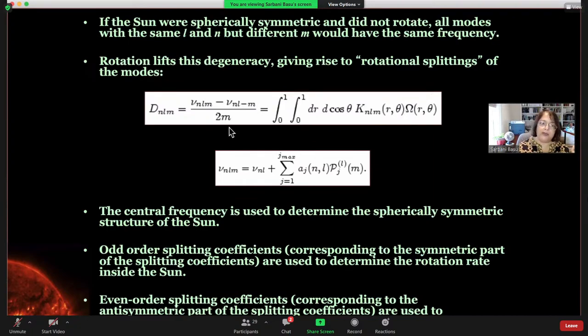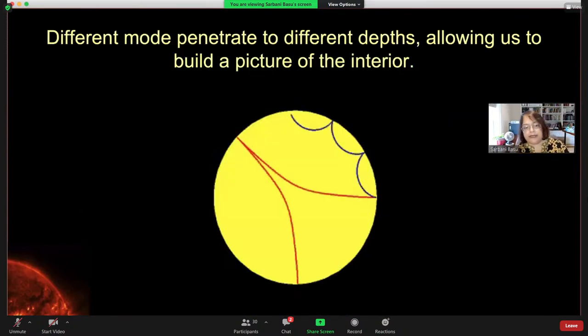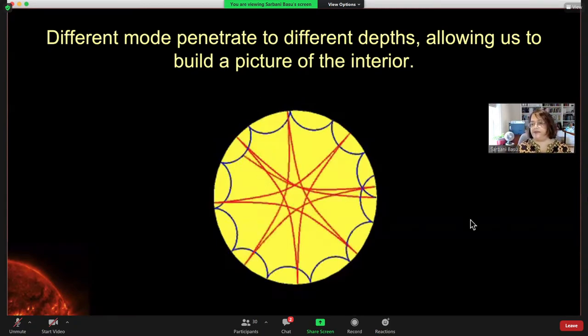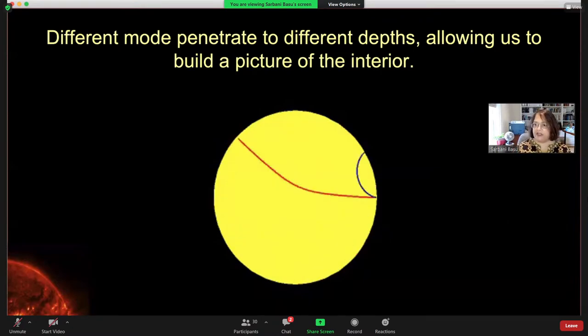Now, mostly we don't find the frequencies of every M component because that would be too much. You describe the frequency of any mode as a central frequency that depends only on N and L, and an expansion in polynomials. This is useful because the central frequency only depends on the structure, and the odd order polynomials depend only on rotation. So you can find the structure as well as rotation independently, which is what you do. Now, the reason this works to build up a picture of the solar interior is that different modes penetrate to different depths inside the sun, and that lets us build up a picture of the sun.